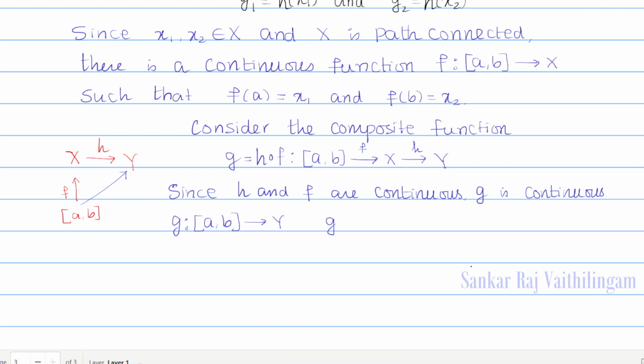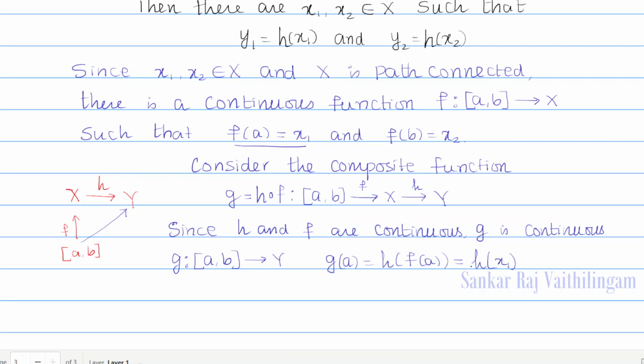g of a is equal to h of f of a. What is f of a? f of a is equal to x1. So this is x1. And what is h of x1? h of x1 is equal to y1. So we have y1. And what is g of b?